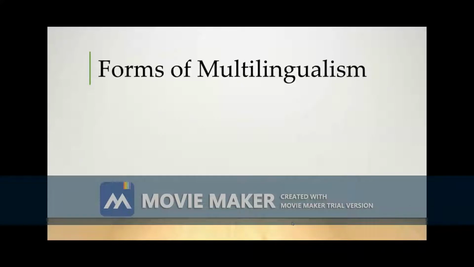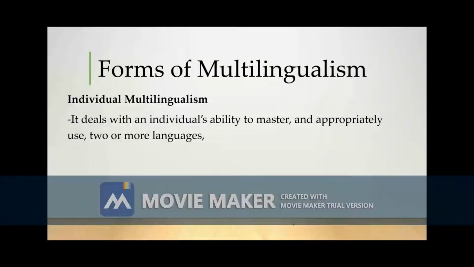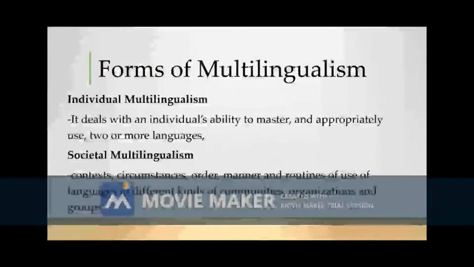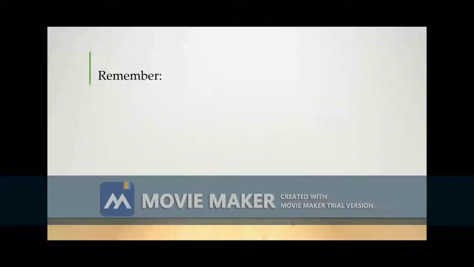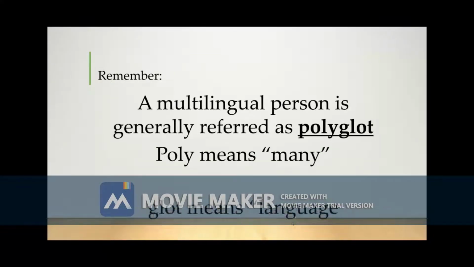Forms of multilingualism. Individual multilingualism deals with an individual's ability to master and appropriately use two or more languages. Social multilingualism: context, circumstances, order, manner, and routine of use of language in different kinds of communities, organizations, and groups. Remember, a multilingual person is generally referred to as a polyglot. Poly means many, glot means language.